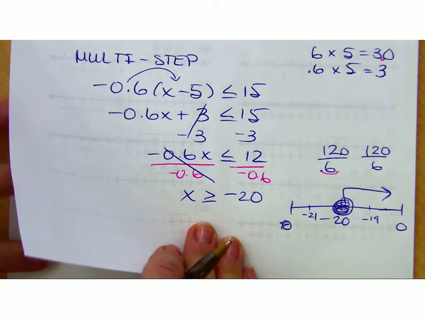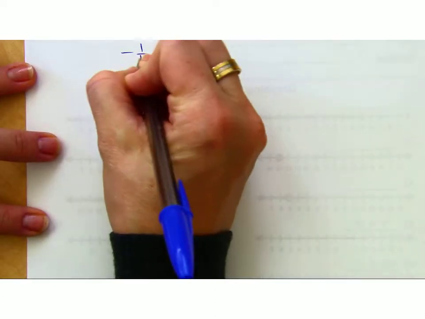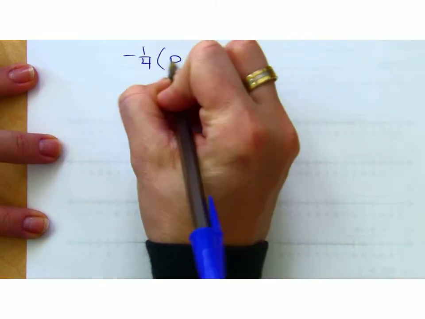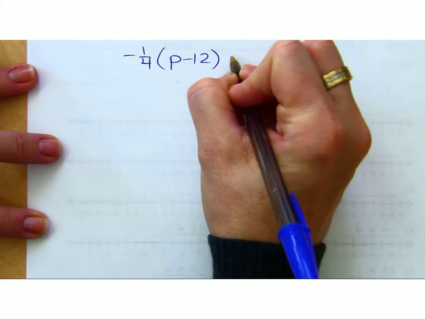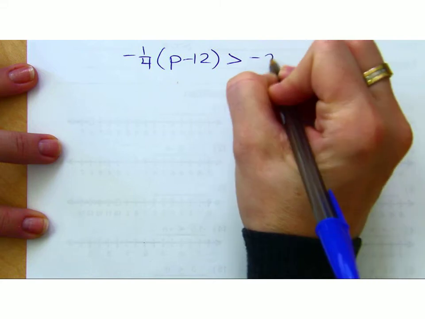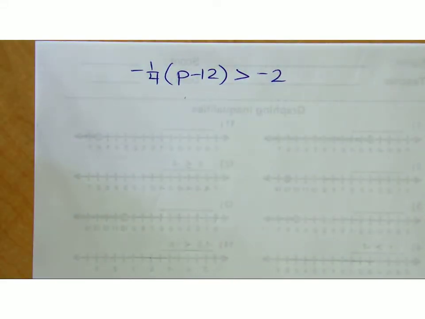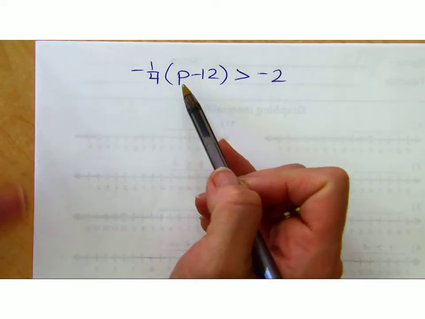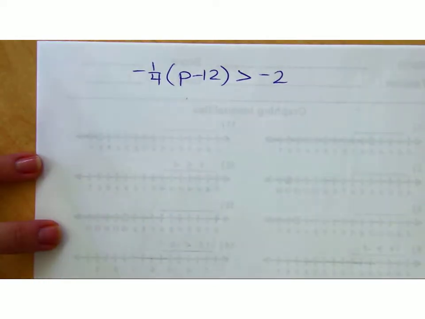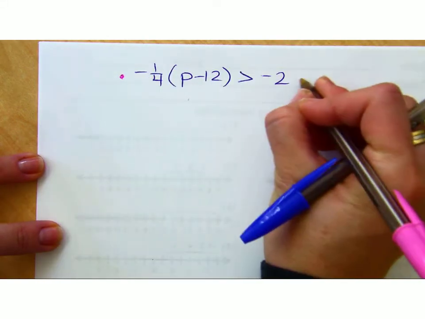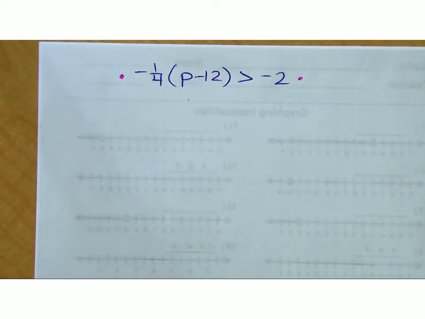Let's do a multi-step with a fraction. We did a decimal. Let's do it with a fraction. So let's take negative 1/4 times p minus 12 and have that be greater than negative 2. Remember what I said about when you have a fraction and you're about to distribute it? Sometimes it's actually okay to distribute it. Other times you just want to get rid of it. So if you distribute this, you're going to have a negative 1/4 p and blah, blah, blah. So do you want to just get rid of it? Let's try it that way. What is the reciprocal of a negative 1/4?